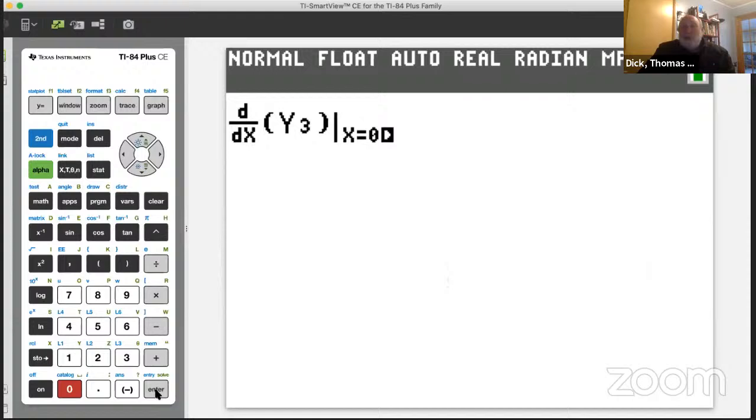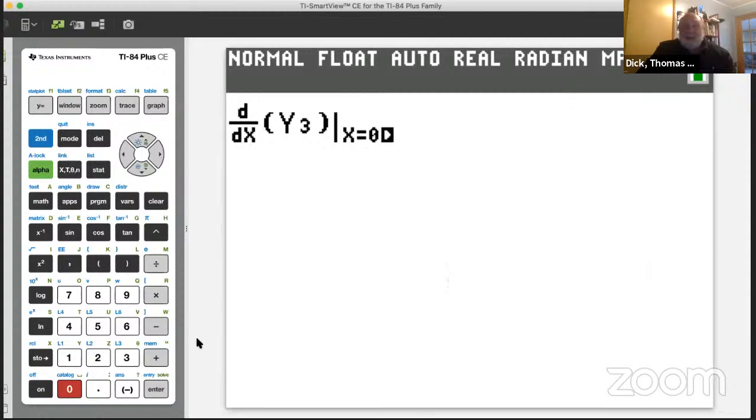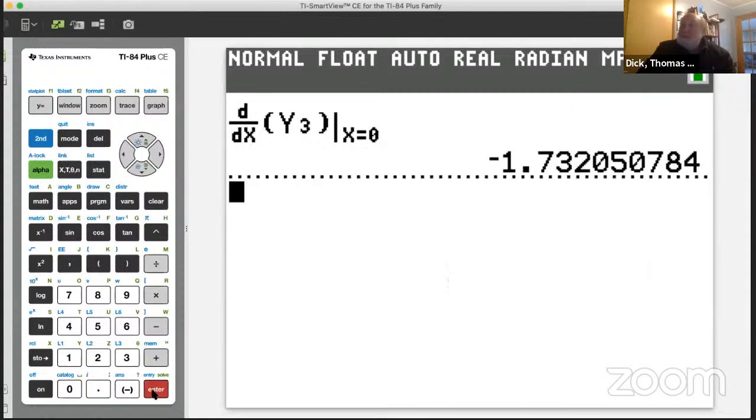Now, just a reminder, what is the TI-84 actually doing here? Well, a numerical derivative is actually doing a difference quotient. It's actually a symmetric difference quotient, picking a point on either side of 0 and calculating the difference in y values over the difference in x values. Okay, so let's see what we get.